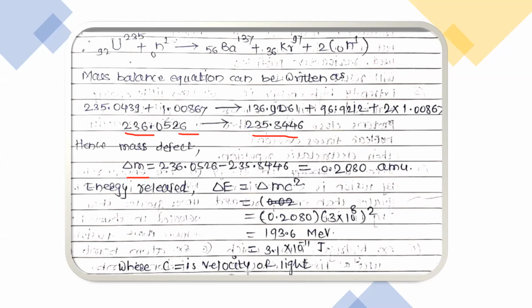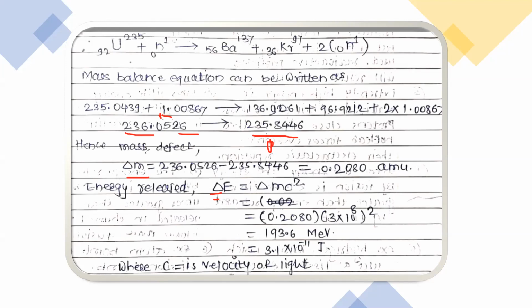Okay, and calculate total mass numbers. Here the total mass number of the reactant is 236.05 and the total mass number of the product is 235.84. Now we understand what the energy release is, by the formula of Einstein. What is the Einstein theory? Einstein explained this equation, that is mc square.